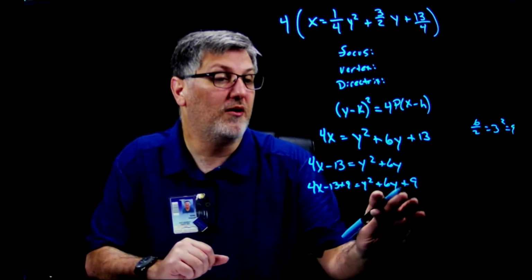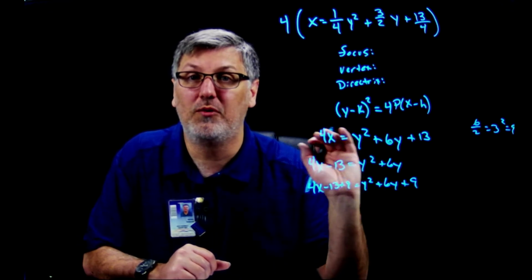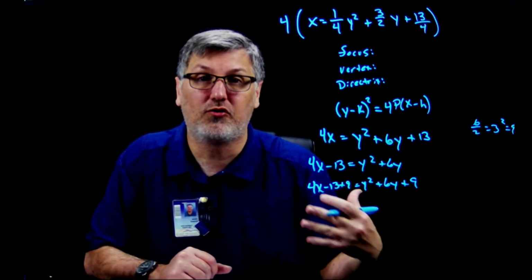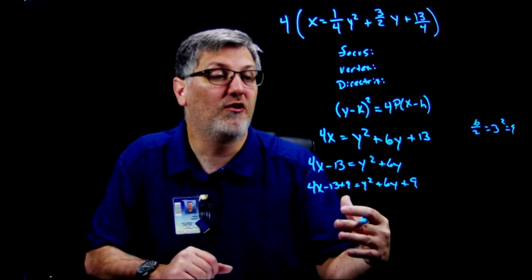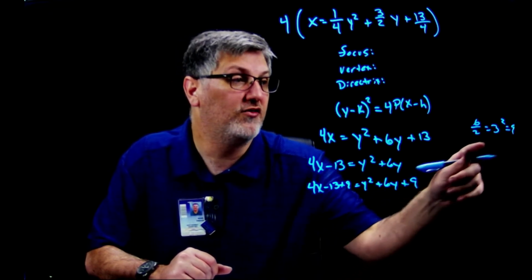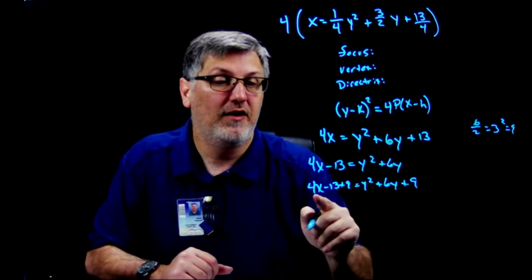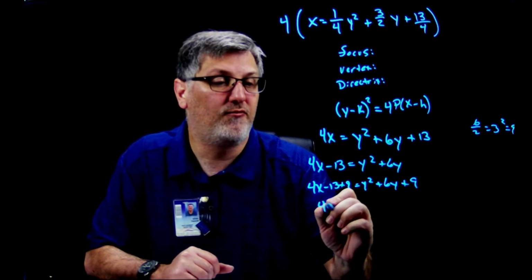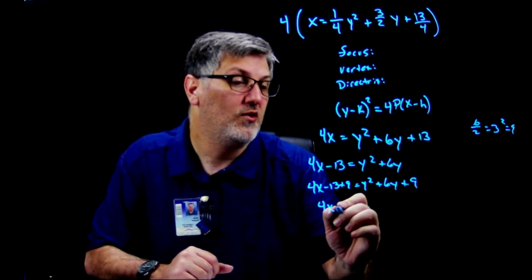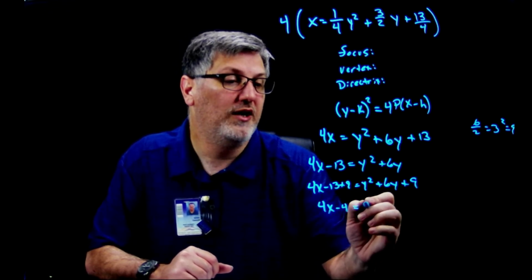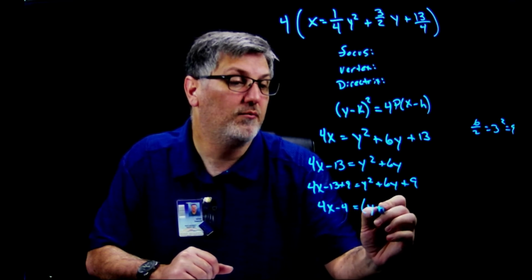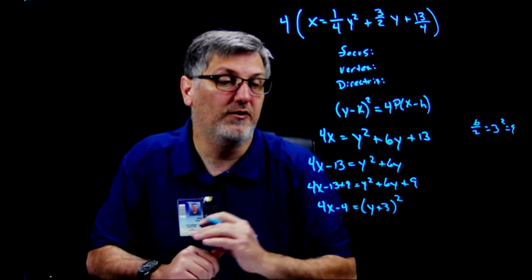Now I'm going to clean this up. This is now a perfect square trinomial. This is why we complete the square, to create a perfect square trinomial. This is going to factor to y plus my middle term b. Here, I just cleaned the math up. I've got 4x minus 4 equals, and this factors to y plus 3 squared.